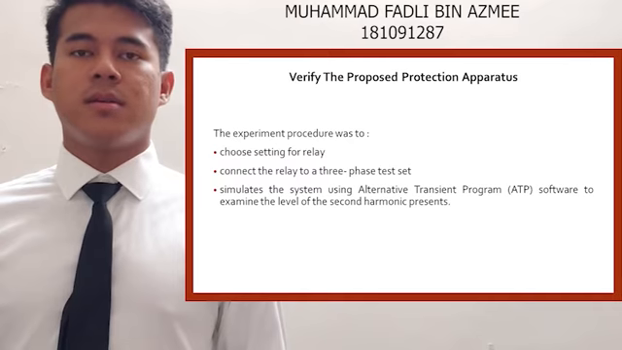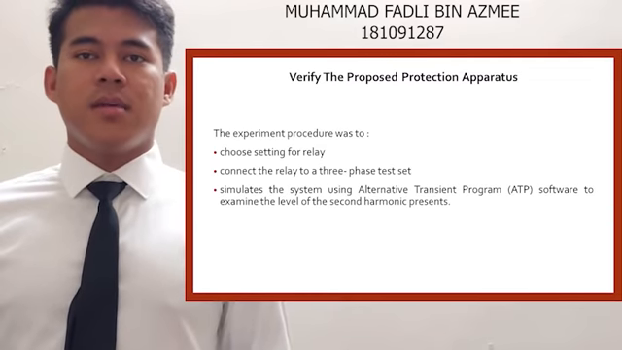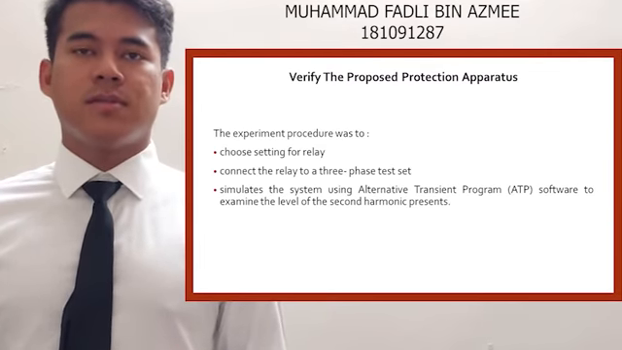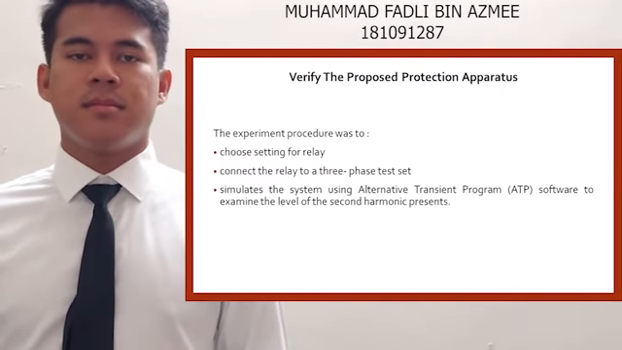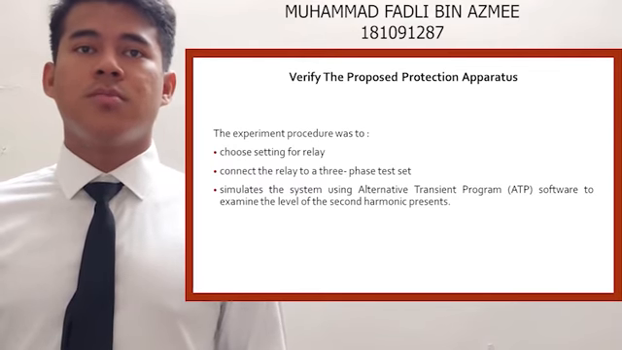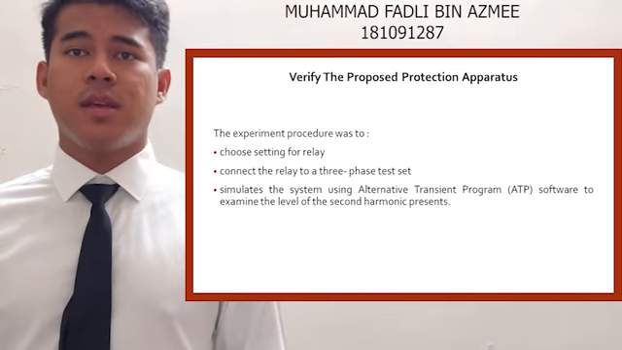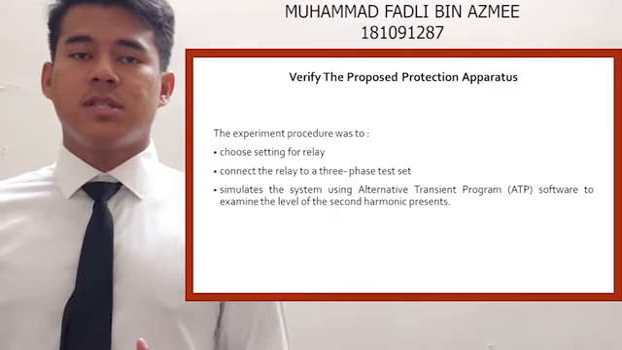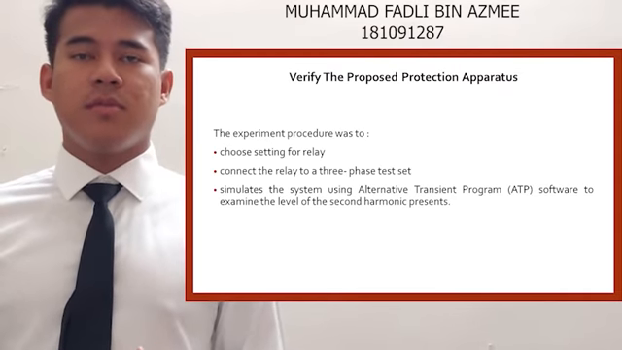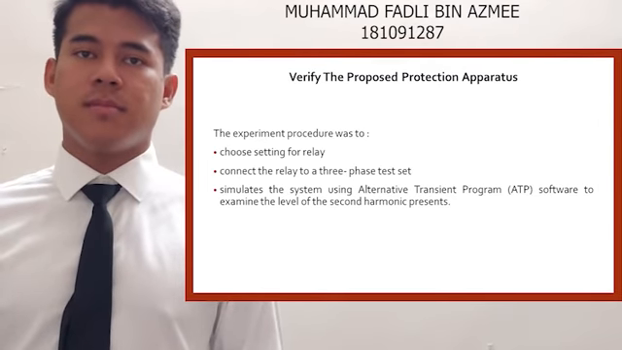The Schweitzer Engineering Laboratories SEL-487 microprocessor-based relay was configured with some inrush restraint functions and level setting methods. The experiment procedure was to choose settings for the relay, connect the relay to the three-phase test set, and simulate the system using Alternative Transients Program (ATP) software to examine the level of the second harmonic present.